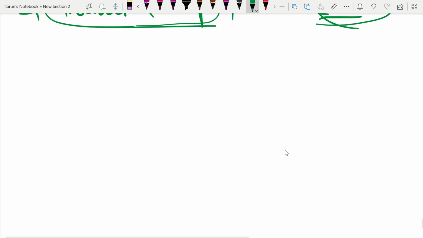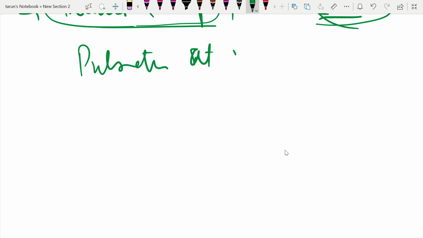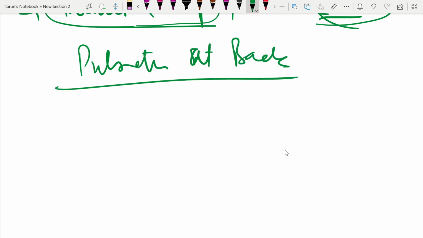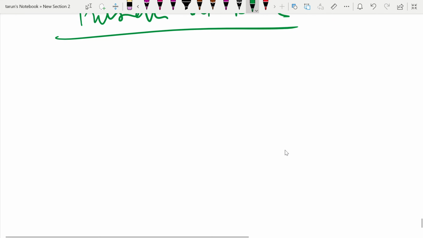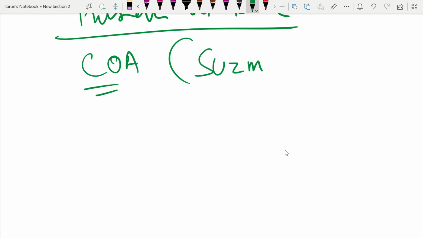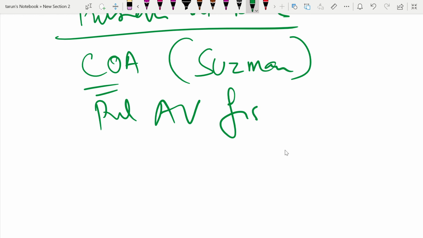Now we'll discuss the causes of pulsation at the back. What are the possible causes of pulsation at the back? You will say coarctation of the aorta, that is the Suzman sign. You can get it on the back. Then pulmonary AV fistulas: you will get pulsations at the back.